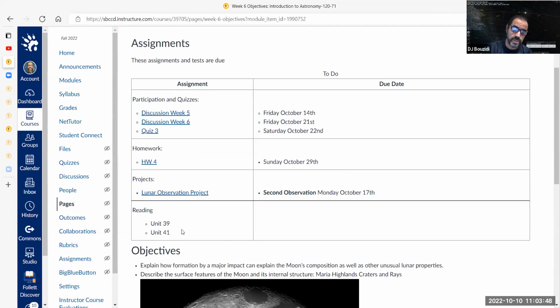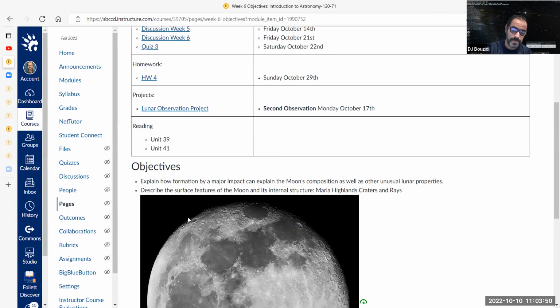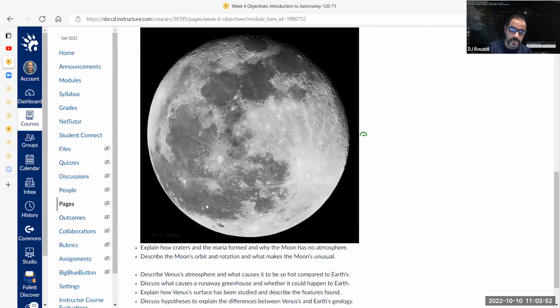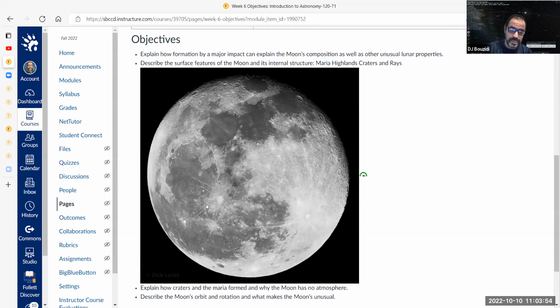Units 39 and 41 are the ones that are going to be discussed this week. And unit 39 deals with the moon. And this is a full moon, one of the nice pictures that is taken by, I think, NASA. But it shows the main features of the moon, really: the dark surface area of the moon and the bright areas of the moon.